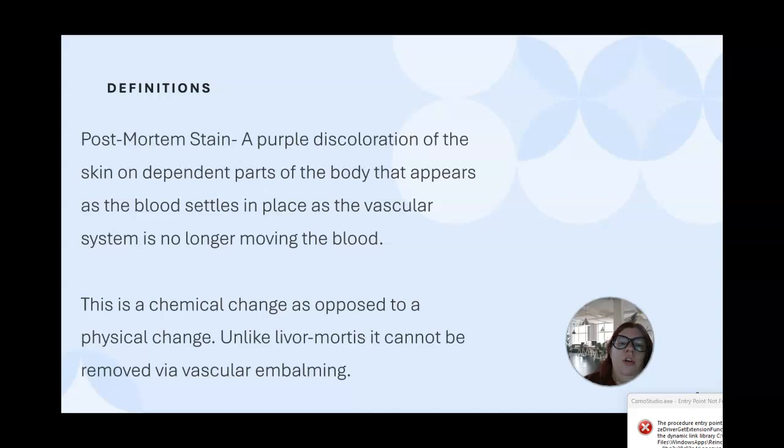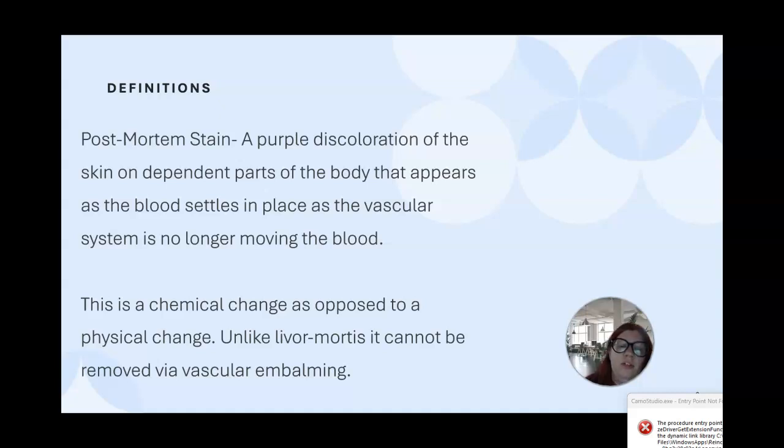So the definition of post-mortem staining is a purple discoloration. This is usually caused by how the person passed away and how they were laying. So if they were laying on their back, you're going to see a lot of blood pooling there, as well as if they passed away face down, you might see this on their face, which is where this could cause a problem for us as embalmers.